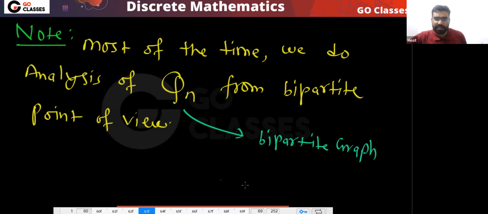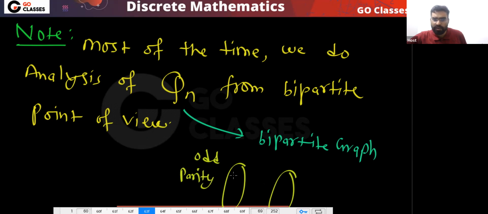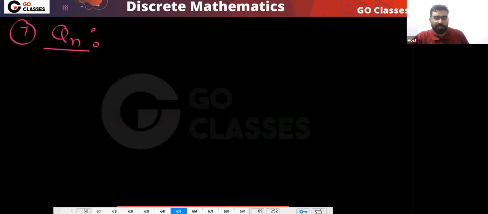In this bipartite graph, what do we have? There is something called odd parity, even parity. This concept we have already seen. All the odd parity vertices will be here, all the even parity vertices will be here. So this is your bipartite graph. And because this is a bipartite graph, tell me, what will be the chromatic number? The chromatic number will be 2 as long as n is greater than or equal to 1.